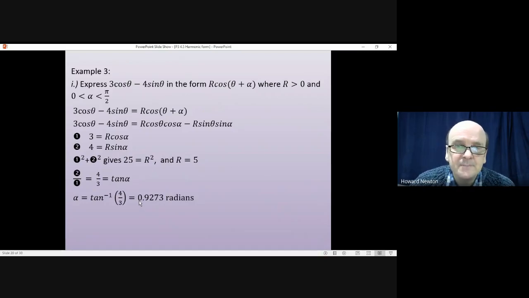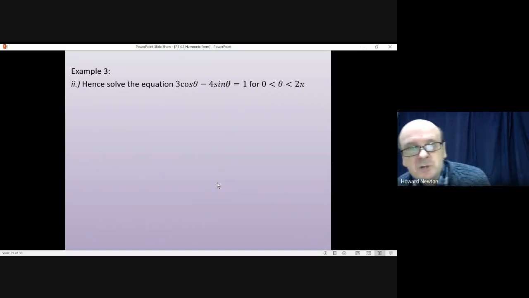0.9273 radians. The question makes it clear you're working in radians. We're told that alpha is in the range 0 to pi by 2. So the moment you see that, you should realize this question isn't working in degrees, it is working in radians. And that's what alpha will be in radians. We can now write down 3 cos theta minus 4 sine theta is equal to 5, the value of r we calculated, cos(theta plus 0.927 radians).